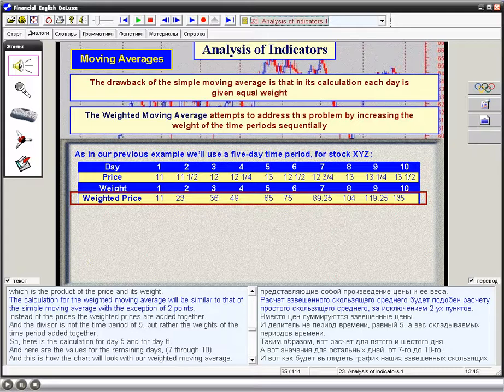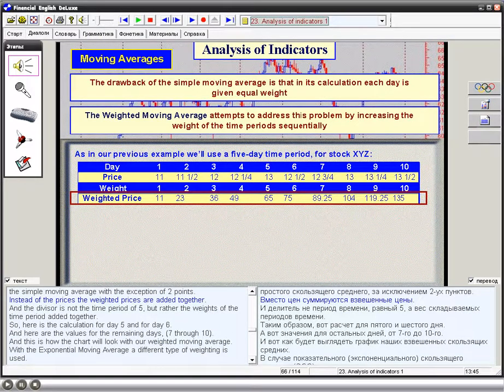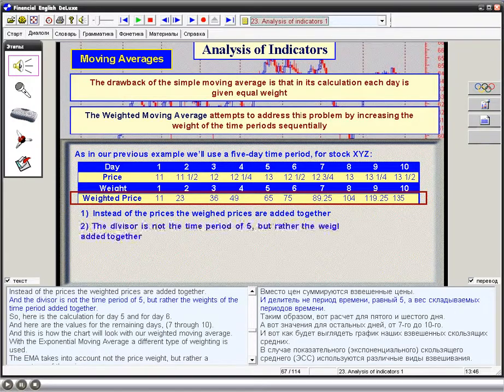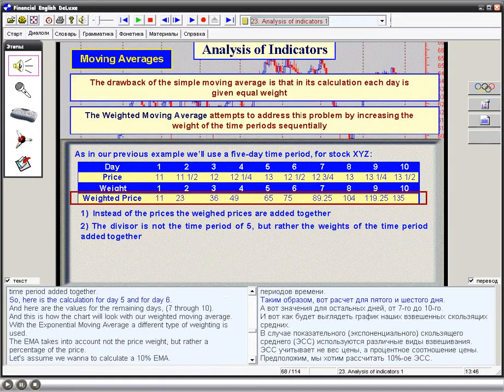The calculation for the weighted moving average will be similar to that of the simple moving average, with the exception of 2 points. Instead of the prices, the weighted prices are added together. And the divisor is not the time period of 5, but rather the weights of the time period added together.